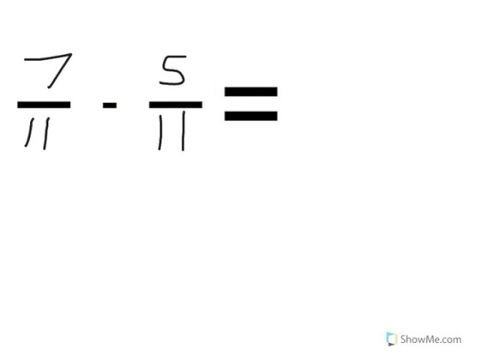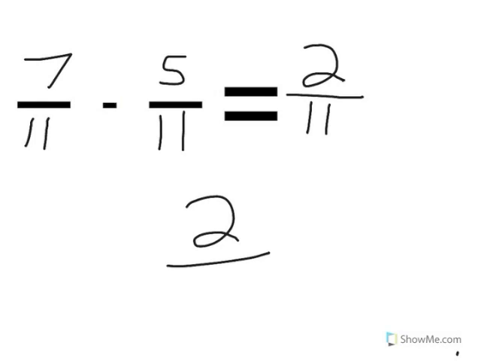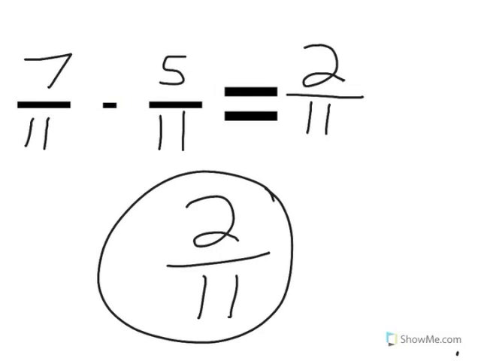Here we have a subtraction problem, 7 elevenths minus 5 elevenths. We have the same denominator, so again, we're just going to keep that denominator, 11, and now we're just going to subtract the numerators, the top numbers. 7 minus 5 is 2. Now 2 over 11 is in simplest form, so that's how we're going to leave it, 2 elevenths. Pretty easy.